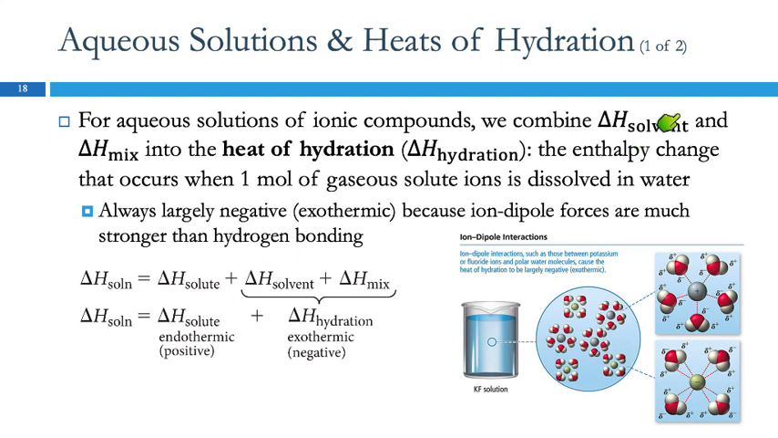So delta H for the solvent is taking the water molecules and separating them from each other. So you're breaking hydrogen bonds. Delta H for mixing is when you've got the ions and the water molecules coming together, and they're going to have these ion dipole interactions. Those are much stronger even than hydrogen bonding, and so this is going to be an exothermic process.